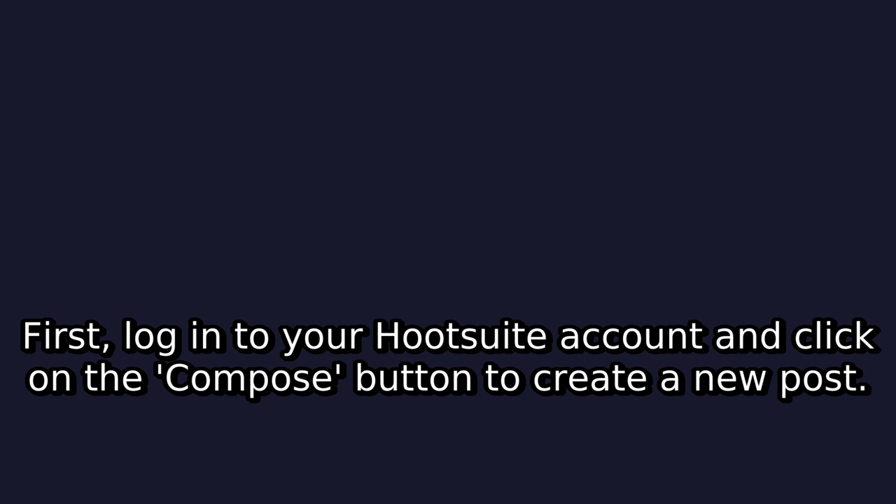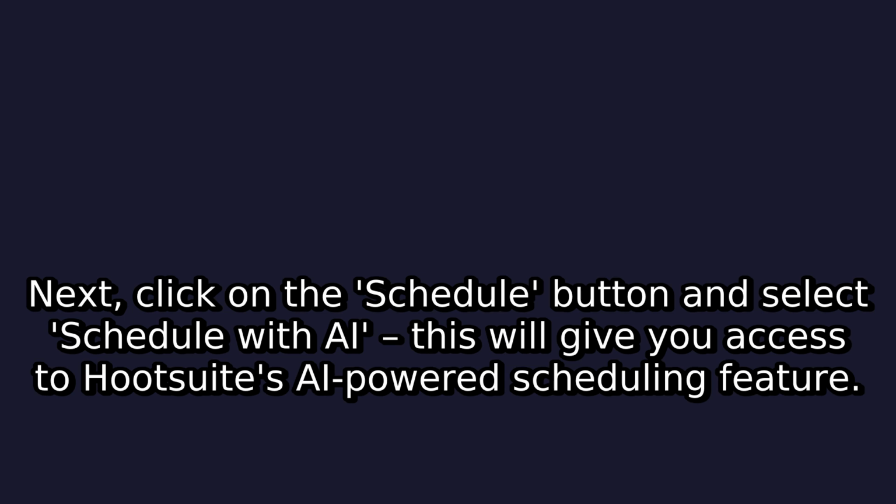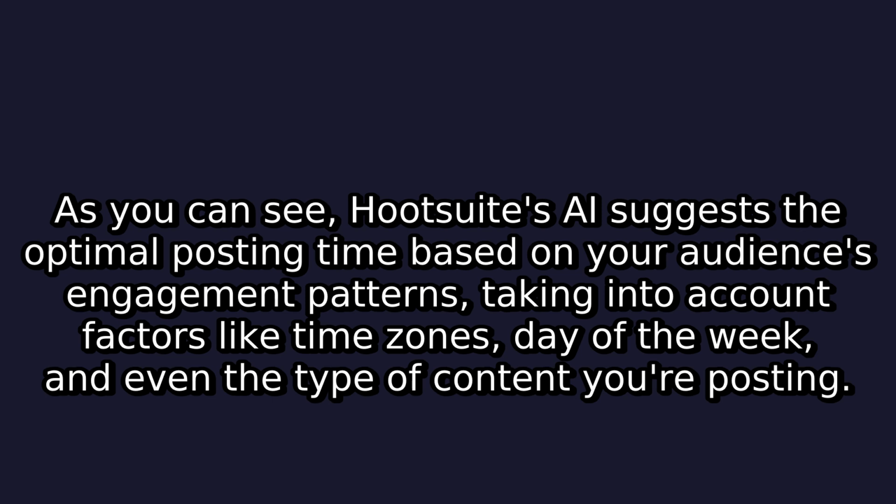First, log into your Hootsuite account and click on the Compose button to create a new post. Next, click on the Schedule button and select Schedule with AI. This will give you access to Hootsuite's AI-powered scheduling feature.